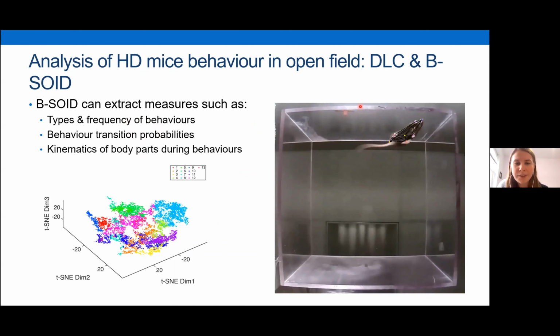And this is just an example of some of the newer videos I'm taking now from below, which is a great way to be able to look at the paw and look at the kinematics of the paw.